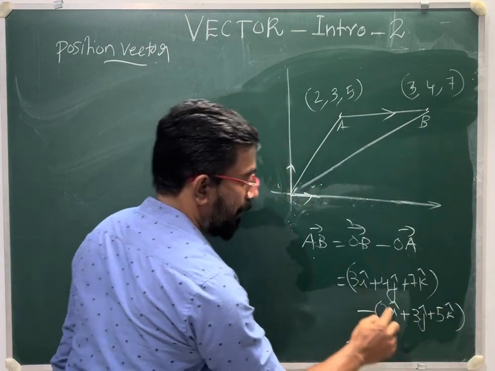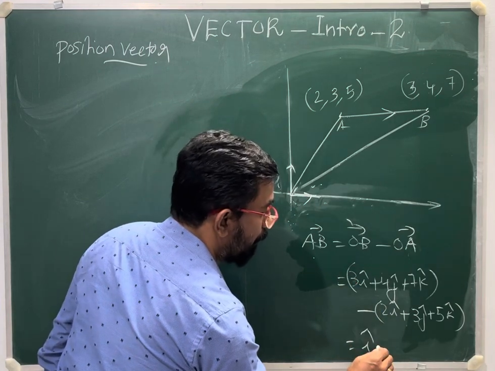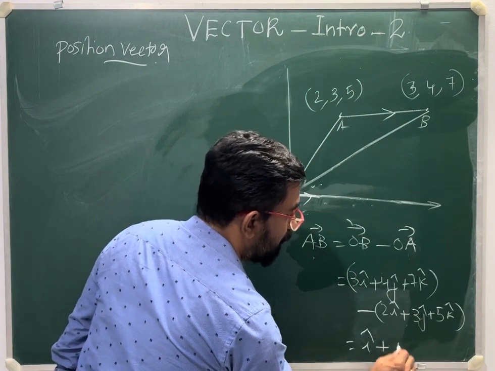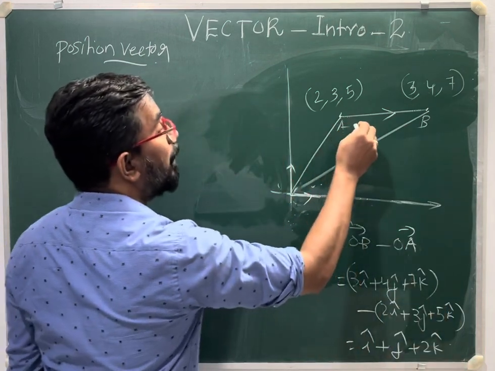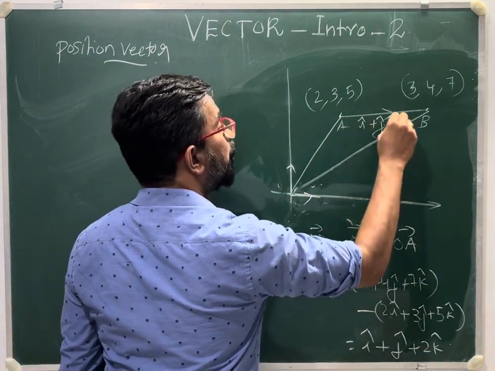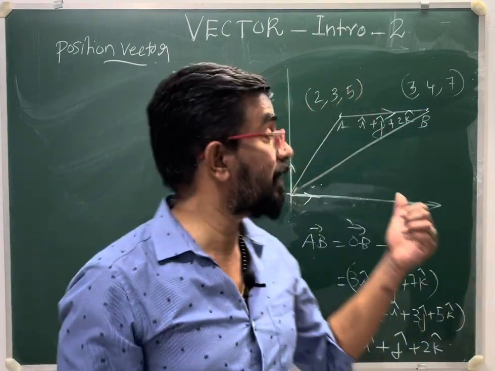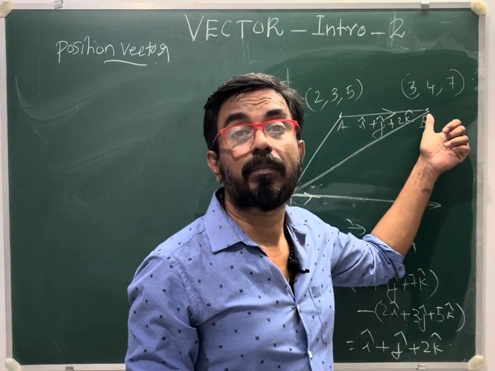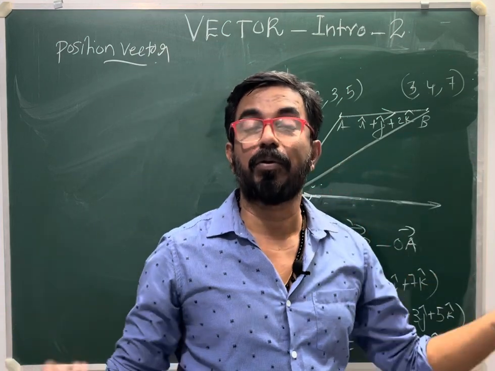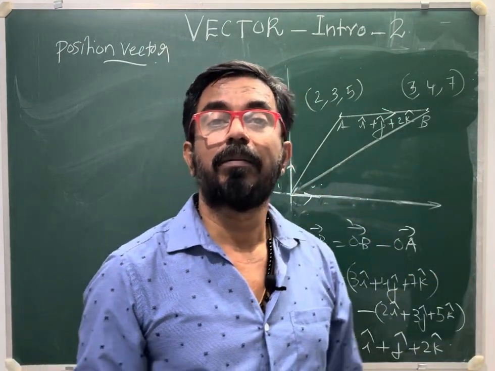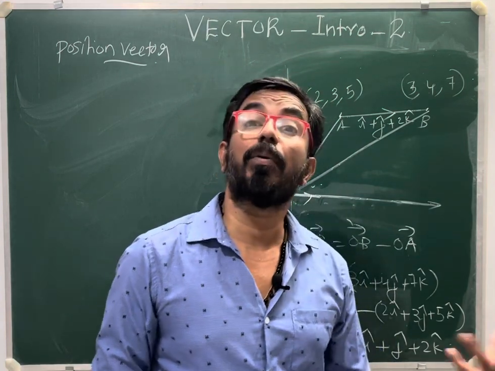So what will be ultimately 3 minus 2? You can subtract it like this, components. 3 minus 2, 1i, plus 4 minus 3, 1j, 7 minus 5, plus 2k. So this vector will be i plus j plus 2k. So when you see a vector, it may be a vector completely, or it may be the position vector of a point. When you see i plus j plus k, or 2i plus 3j minus 5k, anything like that, that idea you should have. This is the component form of the vector.